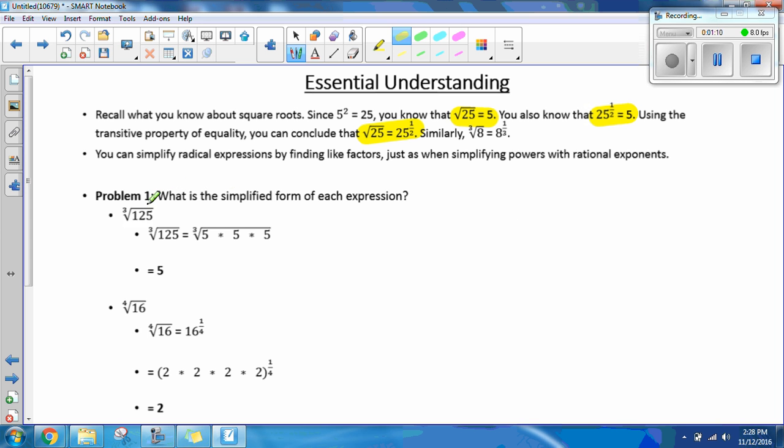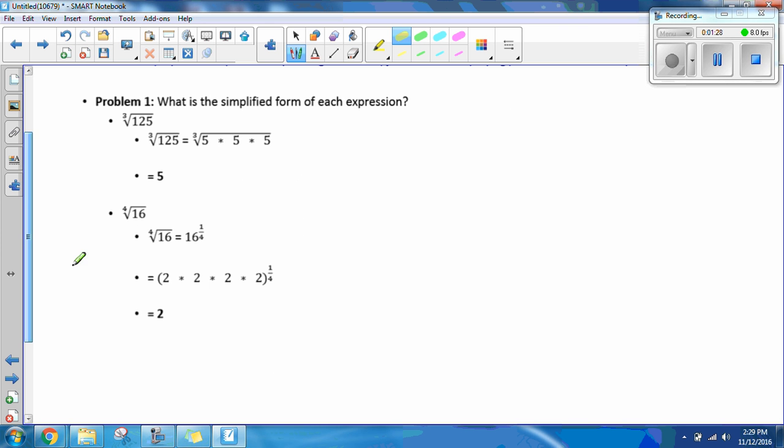Here's a problem. We have the cube root of 125. We know that 5 multiplied by itself 3 times will give us 125. So we can rewrite this as the cube root of 5 times 5 times 5, which will give us 5. The fourth root of 16, we can also rewrite as 16 to the 1/4 power. We know that 2 multiplied by itself 4 times will give us 16, so the fourth root of 16 equals 2.